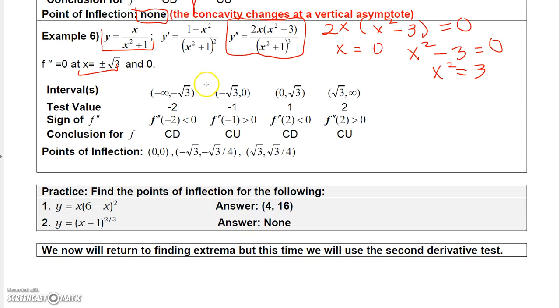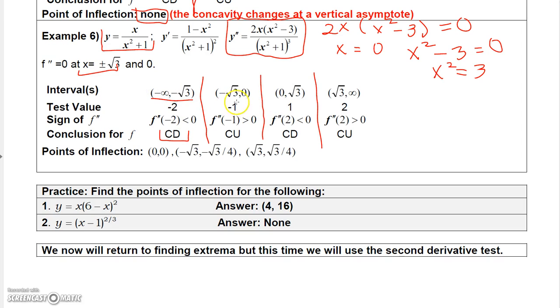So basically at minus square root of 3, at 0, and at square root of 3, that gives us the intervals to check. So I need to check to the left of negative square root of 3, between negative square root of 3 and 0, between 0 and square root of 3, and square root of 3 to infinity. So I know square root of 3 is about 1.7, so negative 2 is less than negative 1.7. So negative 2 would be in this interval. And when I plug negative 2 into this second derivative, I actually got a negative. So that tells me the graph is concave down on this interval.